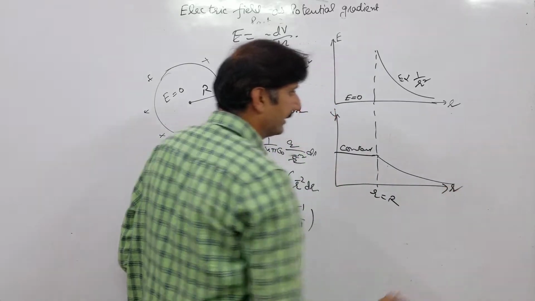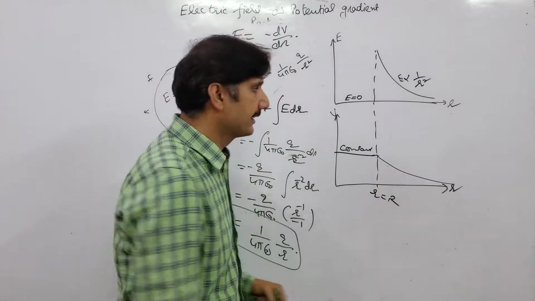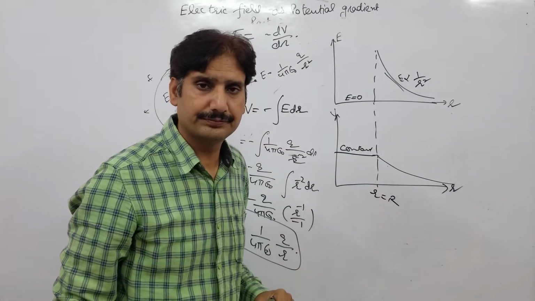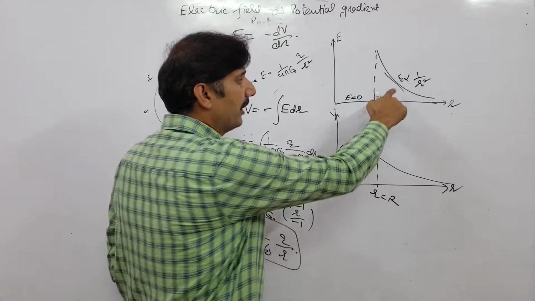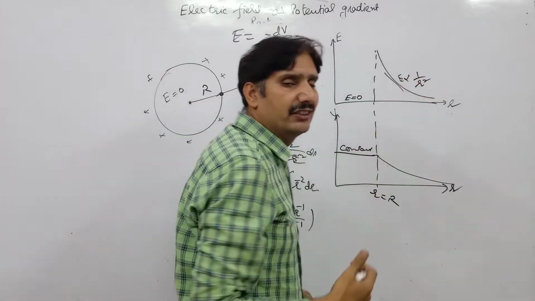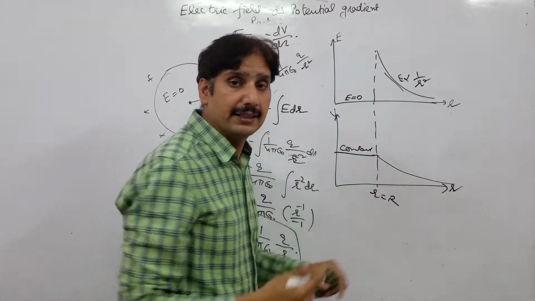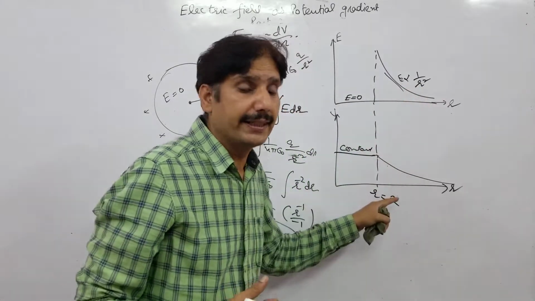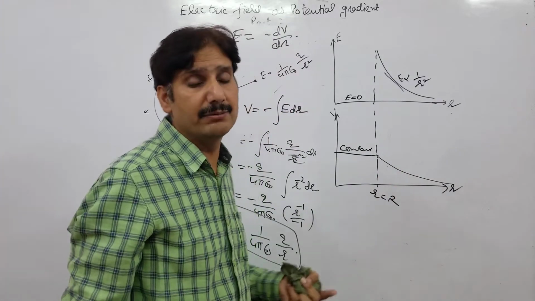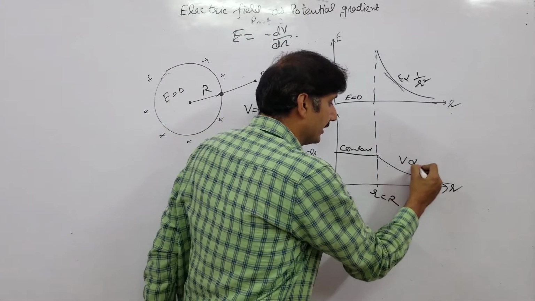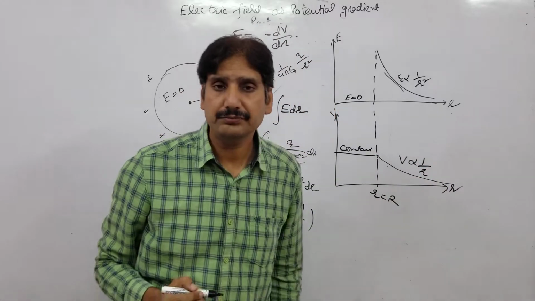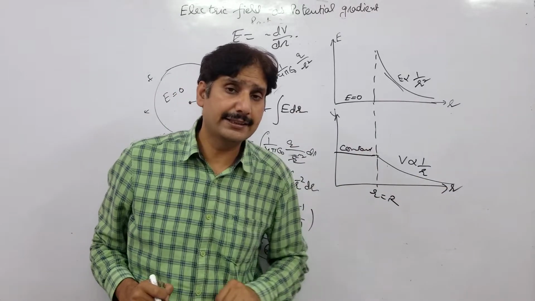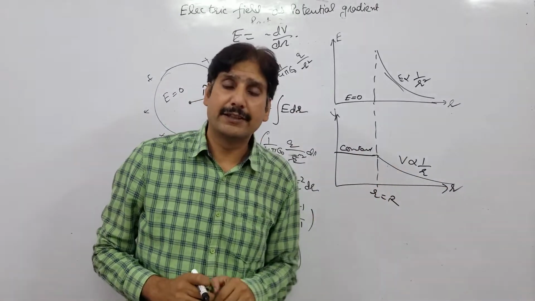So it will be something like this. You can see the variation. The slope of the curve in this case would be steeper than the slope of the curve in this case. That means this is varying rapidly. If you double the distance, the field will become 1/4, whereas in this case, if you double the distance, the potential will become just 1/2. So potential is proportional to 1 by r. This is the expression and corresponding variation of electric potential for a spherical shell.